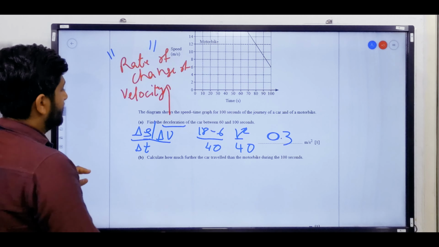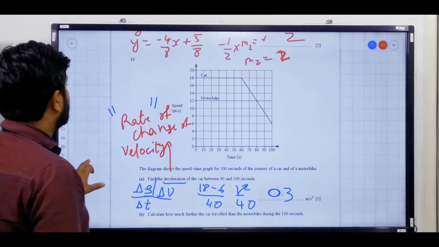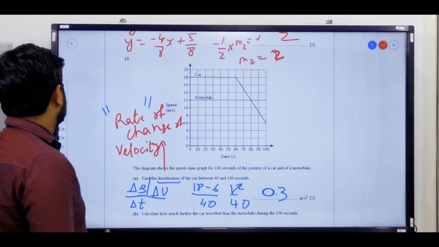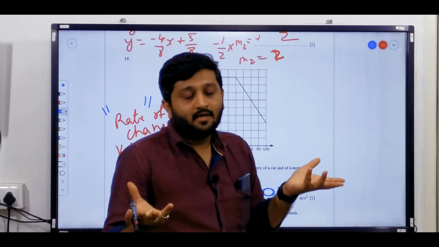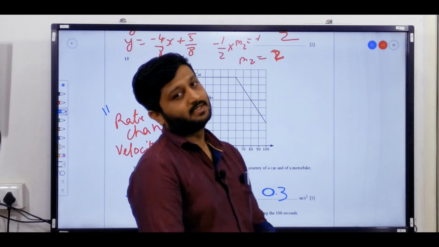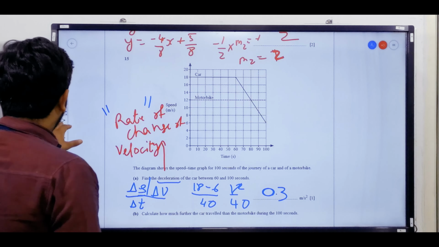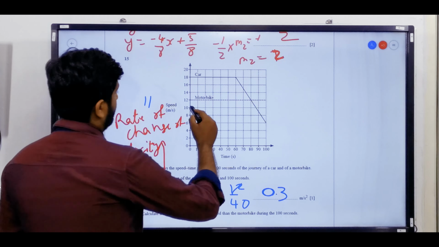So how to find distance? See, distance is very simple. If we have a speed time graph, you just need to find the area. If you find the area, you will get the distance. So let me first try to find the distance of the motorbike.